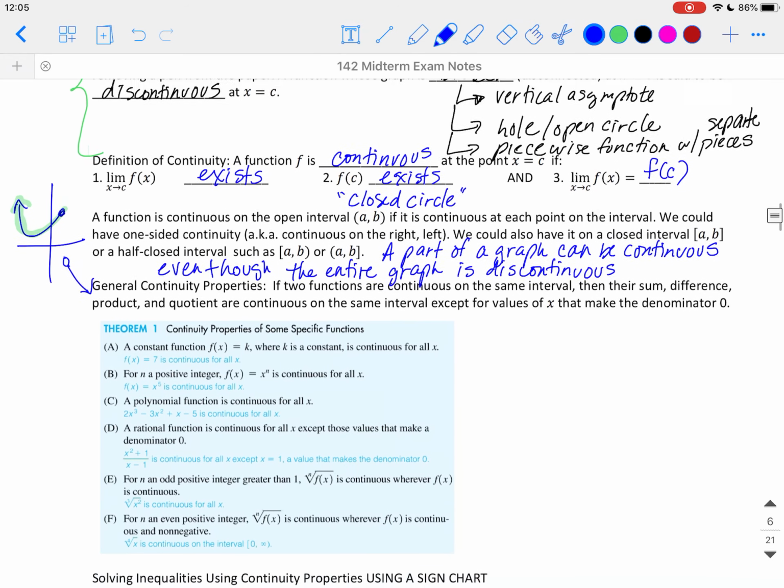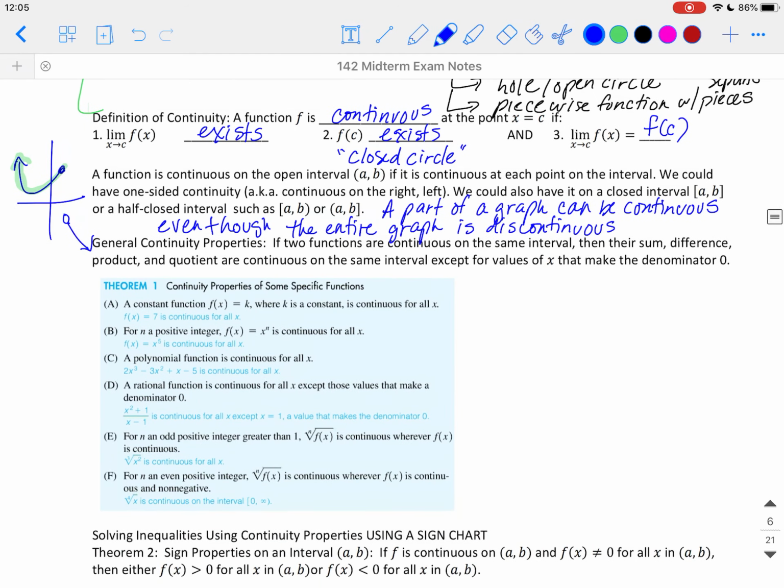Okay, so this theorem, again, with the graphing calculator, we can see if it's continuous or not. But just listed here: a, a constant function f of x equals k, where k is a constant. It's technically just any horizontal line, and for sure it's going to be continuous. For b, any positive integer, f of x equals x to the n is going to be continuous.